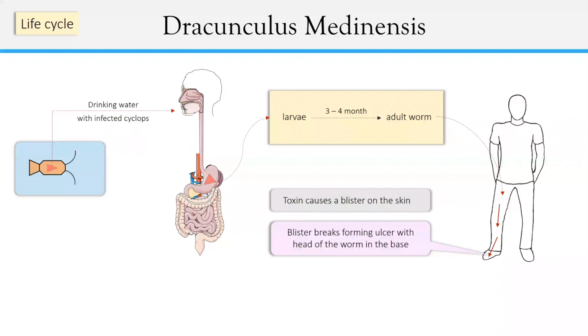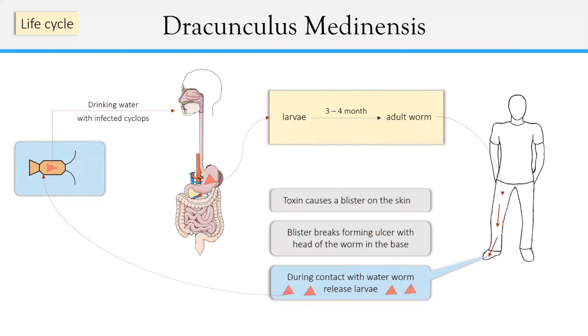Why is the parasite doing this? Because if the infected person comes in contact with water and the parasite appears in contact with the water, it will start to release larvae. During contact with water, the parasite will release a lot of larvae, and then these larvae will have the possibility to find the next cyclop to repeat the whole life cycle.